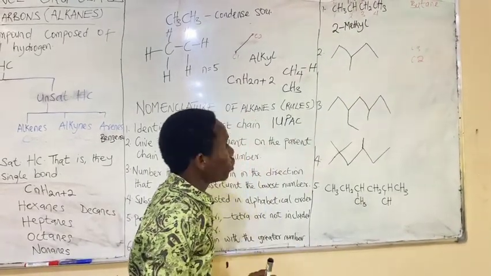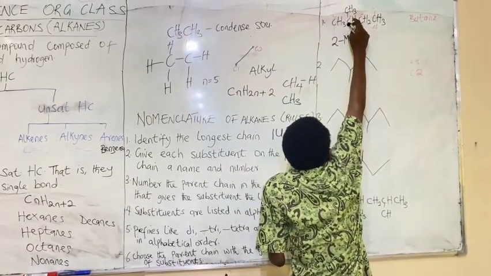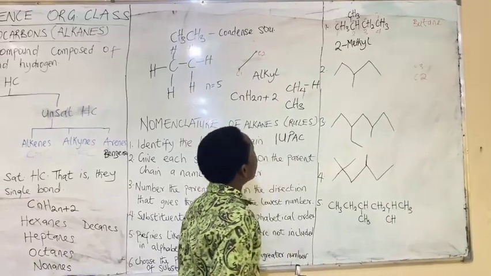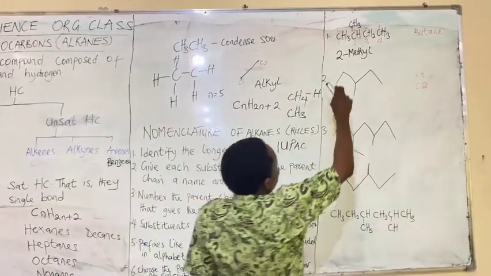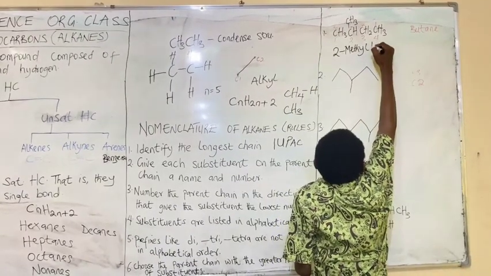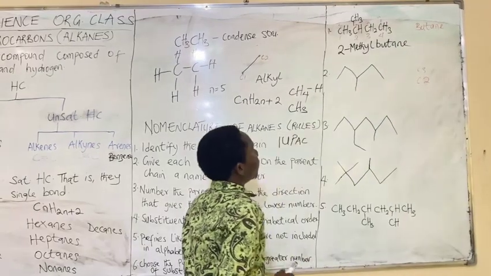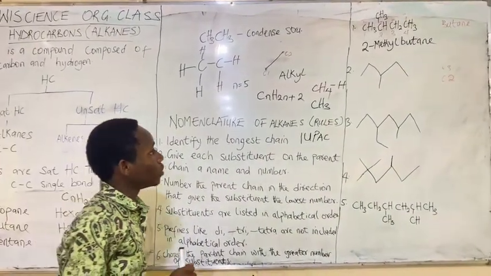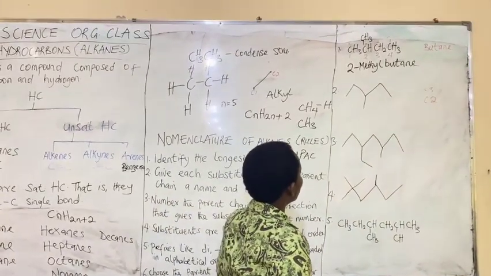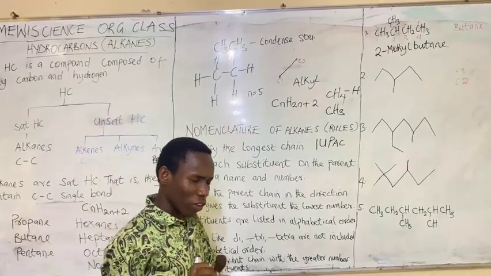Why is it 2-methyl? Because the substituent is on carbon 2. And then, what's the longest chain? 4 carbons, which is butane. Very simple. So, the name of this hydrocarbon is 2-methylbutane. Very simple.